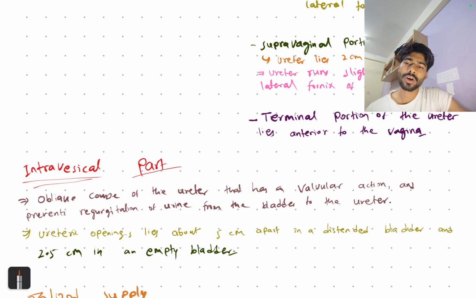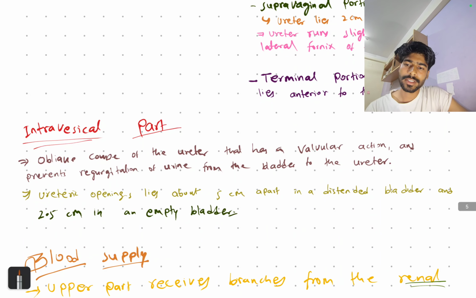There is the oblique course of the ureter that has a valvular action, meaning it behaves like a vein. It allows just forward movement, doesn't allow backward movement. So the intravesical portion has one of the major functions, that it acts like a valve, so that the urine that has already passed into the bladder can't revert back. And then there is the ureteric opening.